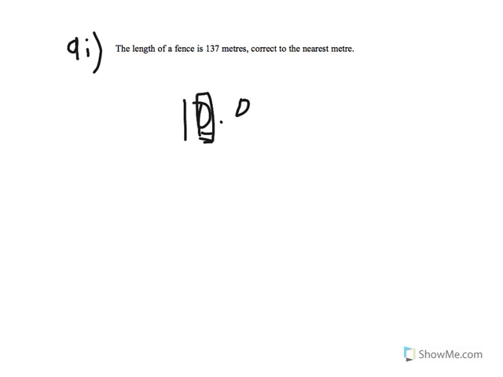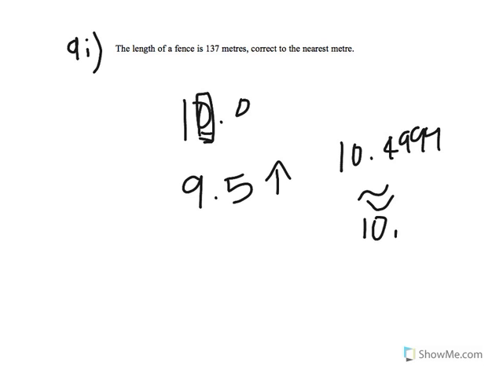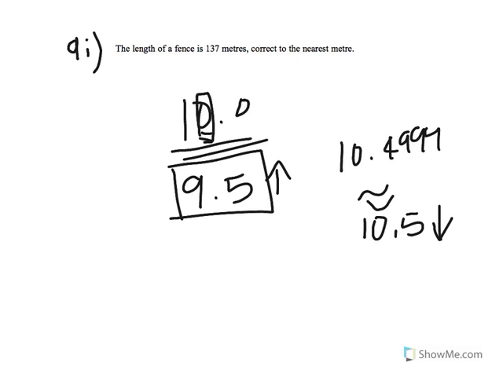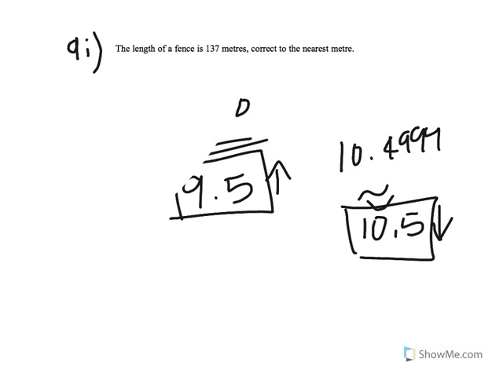So it could have either been 9.5 rounded up to give me 10, or it could have been 10.499999999, which is just pretty much 10.5, rounded down to give me 10. So that's just basically what the upper bound is. So the lower bound would be this, obviously, because it's the lower number, and the upper bound would be this.